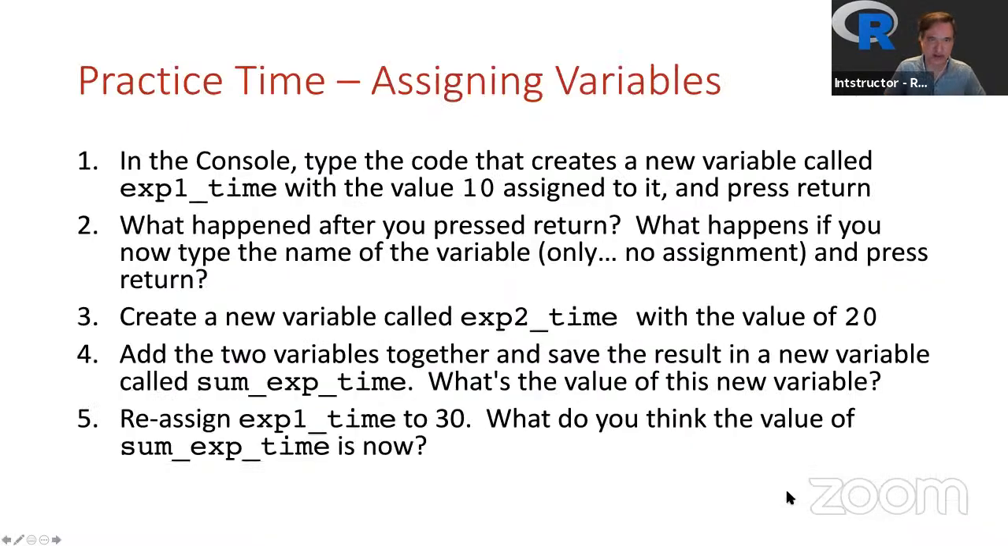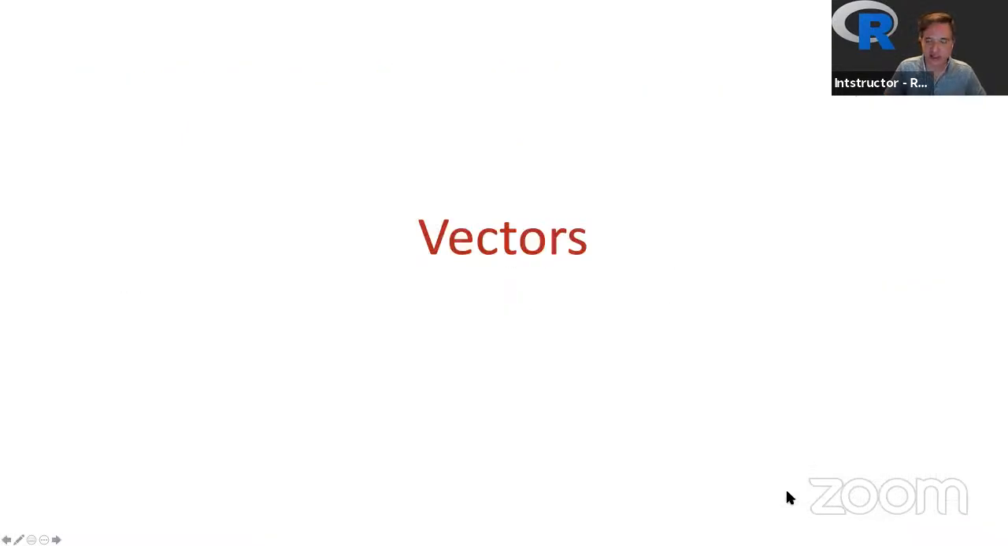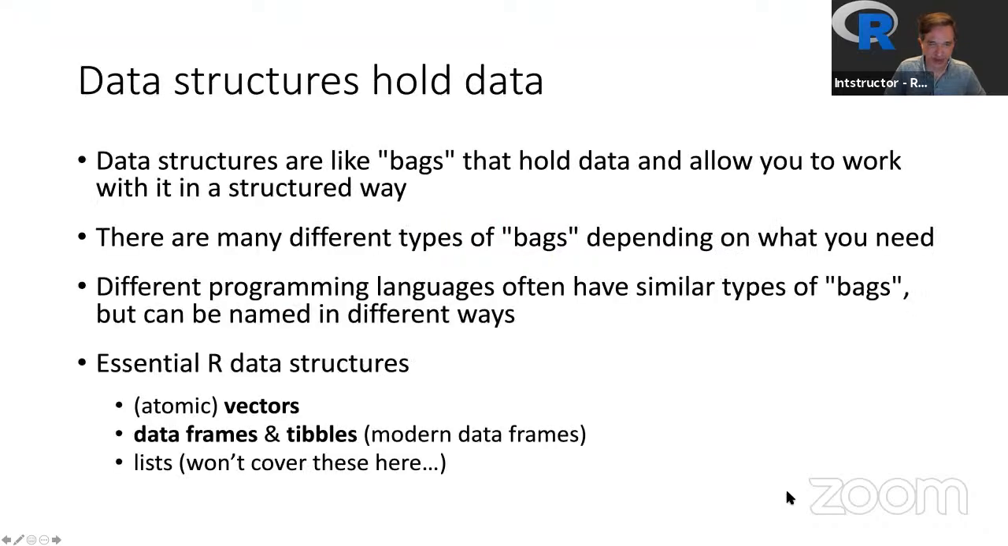Okay, let's go to the next topic here about vectors. What is a vector and why is it important? A vector is known as a data structure. If you were to take a computer science curriculum in college, you would probably have a class called data structures. Just think about these as, I like to call them bags, different kinds of bags that hold data in different ways.